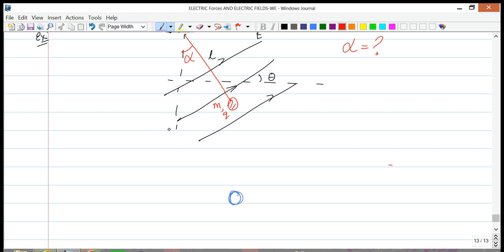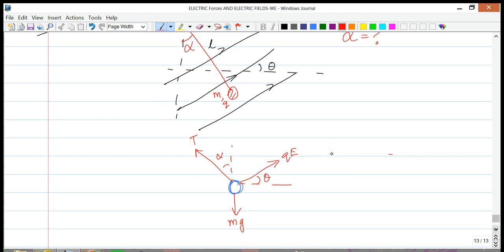So if I have the charged particle, let us draw all the forces on it. We have mg pointing down, we have T pointing at an angle alpha, and then we have QE pointing at some angle theta. And our goal is to figure out the angle alpha.